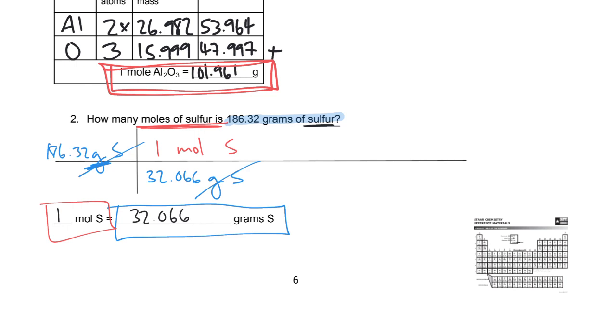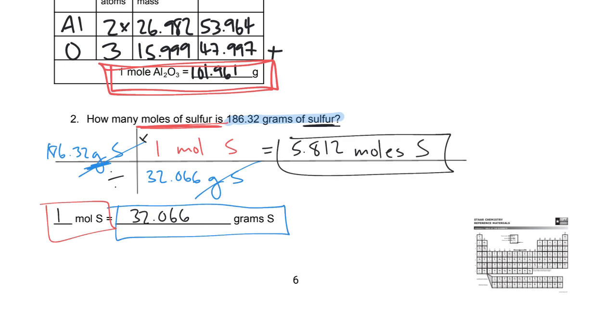And we just have to do our little bit of math. Our math here is multiplying on the top, 186.32 times 1, and then dividing on the bottom with 32.066. So it's 186.32 times 1 divided by 32.066. If you do that correctly, I believe you should get 5.812 moles of sulfur is what you end up with.